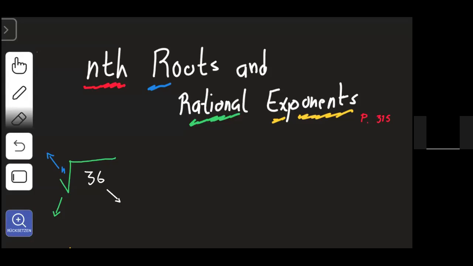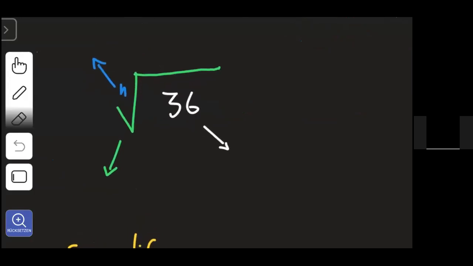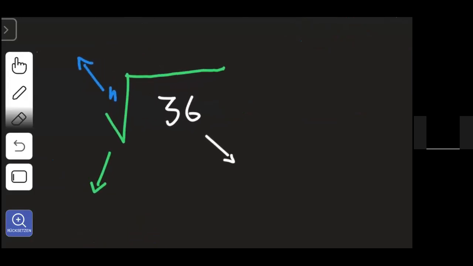When we are talking about roots, we are used to having the square root of a number, and we know what that means. But I want to talk about the parts of the square root, and I need you to identify them. So take a look here.